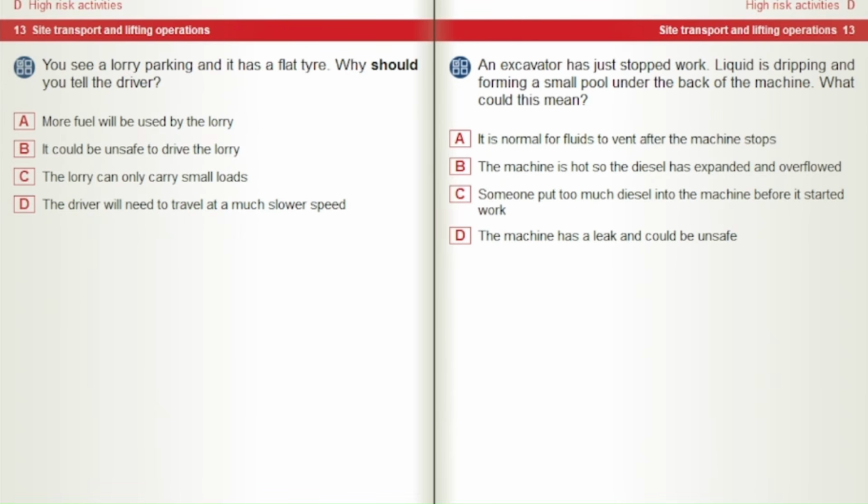You see a lorry parking and it has a flat tyre. Why should you tell the driver? More fuel will be used by the lorry. It could be unsafe to drive the lorry. The lorry can only carry small loads. The driver will need to travel at a much slower speed.